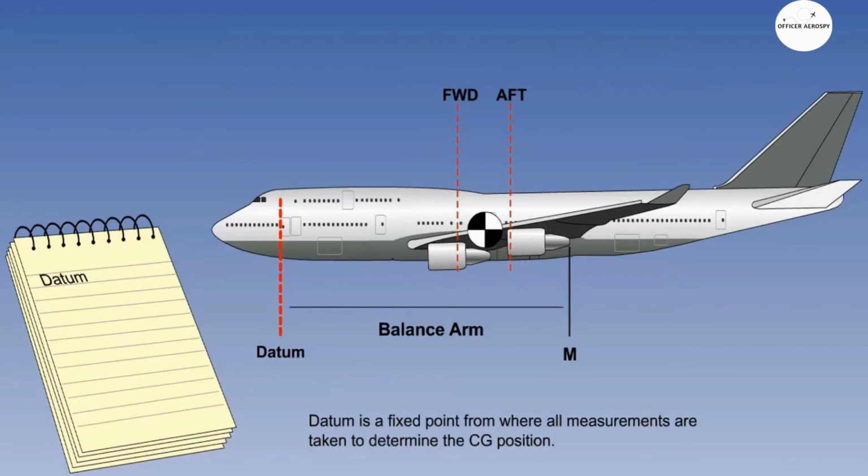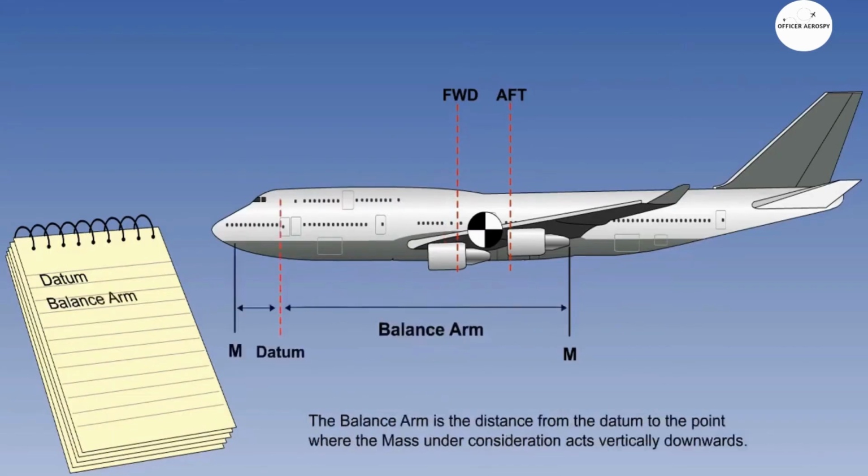The position is set by the manufacturer as the zero or reference point, from which measurements are taken in determining the center of gravity position. The datum line can be located anywhere on the longitudinal axis of the airplane. I hope this is understandable.